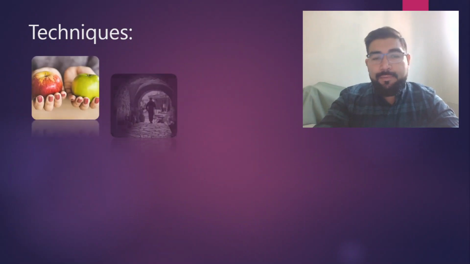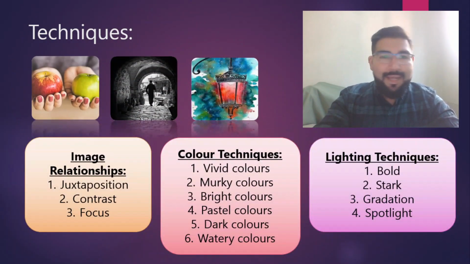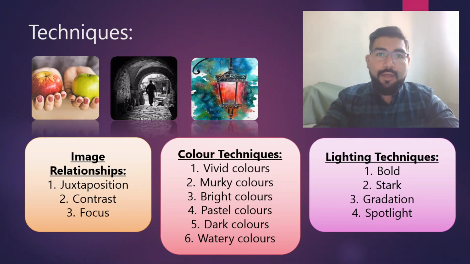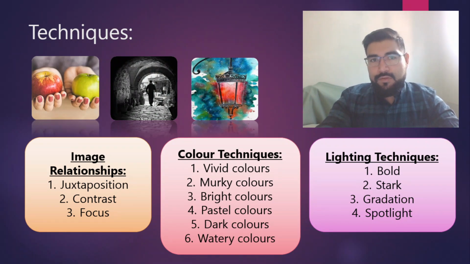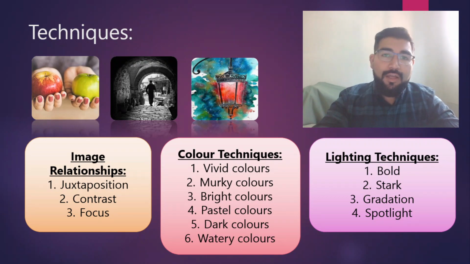Let's have a look at now some of the techniques. By the way, there are many other techniques. These are some of the techniques that I decided to include, but there are many more. So we're just going to analyze these techniques. The first ones are the image relationships. So in terms of image relationships, we can say three: juxtaposition, contrast, and focus. In terms of color techniques, we could call colors vivid, murky, bright, pastel, dark, or watery. And the use of light and shadow may give us techniques like bold, stark, gradation, and spotlight.